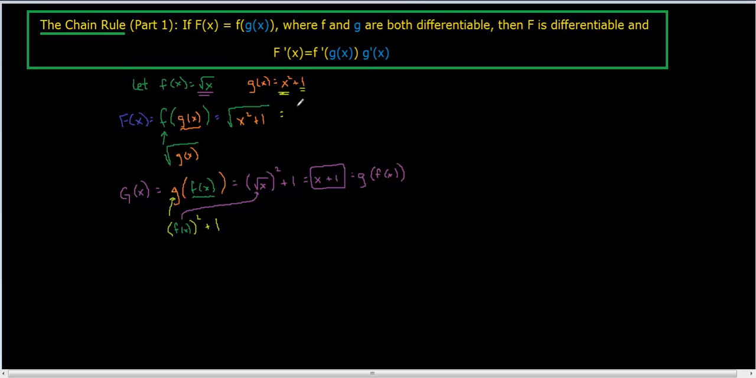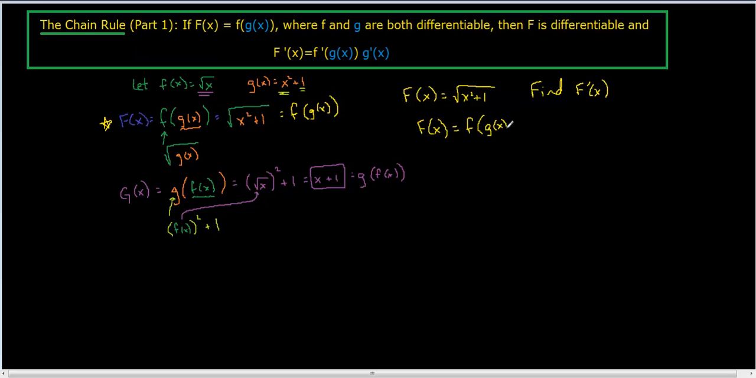And up here, we have f of g of x. So this is going to be our focus because we're going to look at an example where, if we're given f of x is the square root of x squared plus 1, we want to find f prime of x. What we're going to need to do is show that f of x is equal to the composition of f of g of x, where f is the square root function, f of x is the square root of x, and g is x squared plus 1. That's the key here.